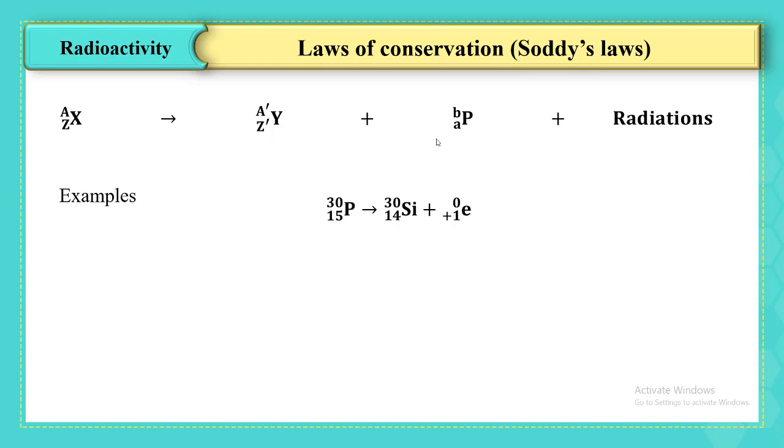After decay, we can see that the sum of the mass number of the product is 30 plus 0, so it is equal to 30. This indicates that the mass number is conserved.